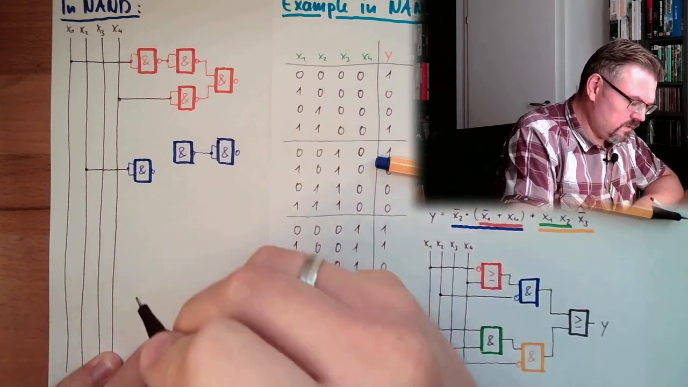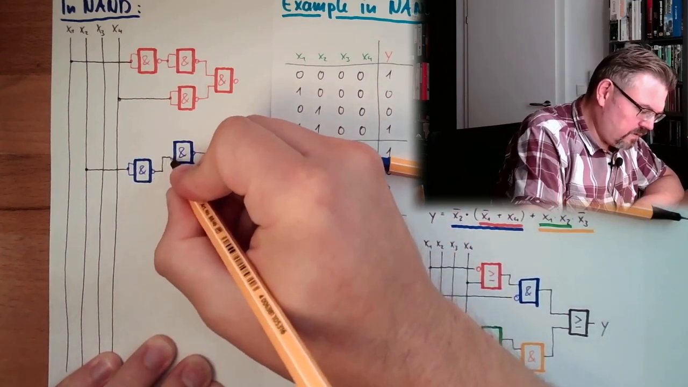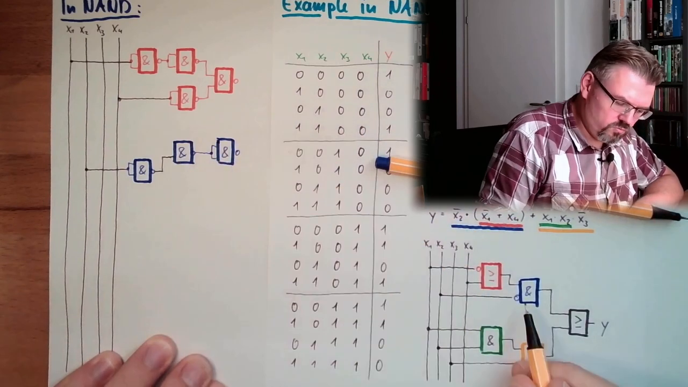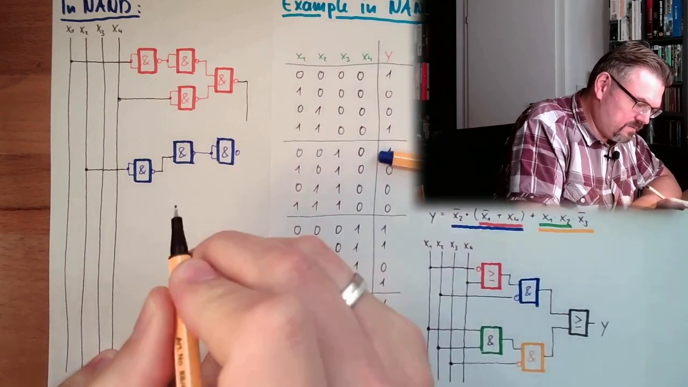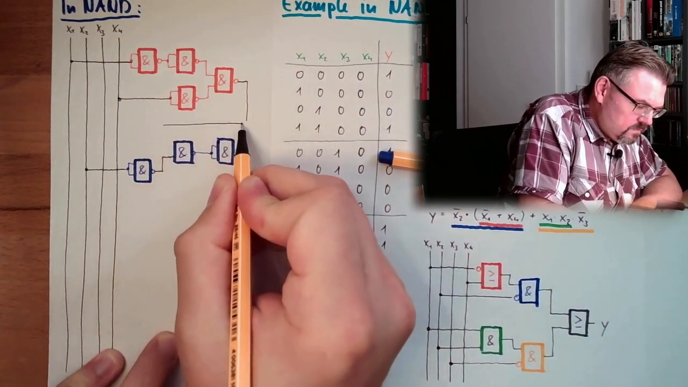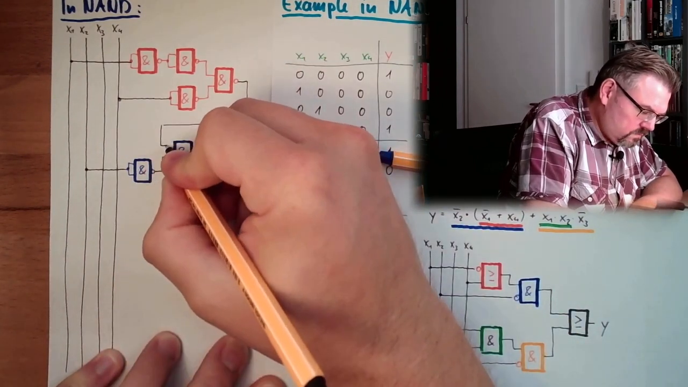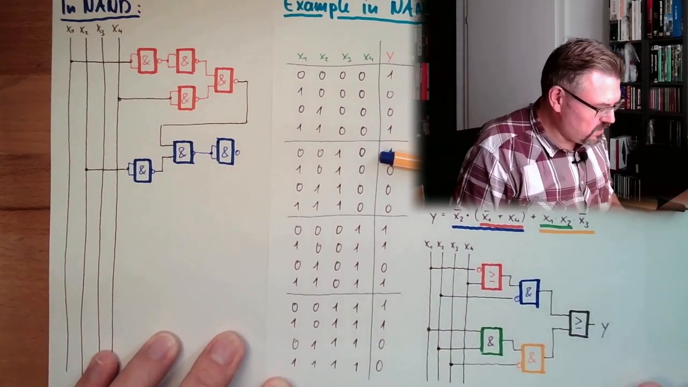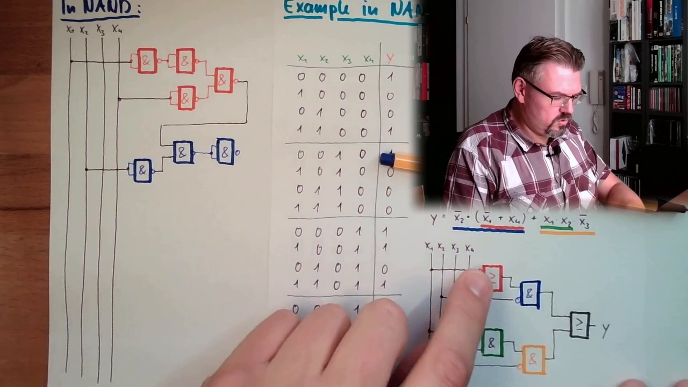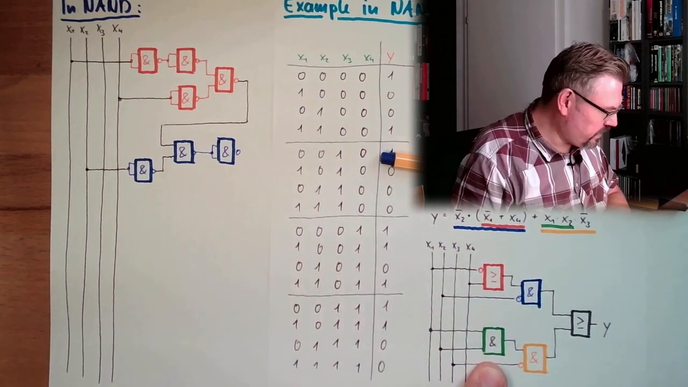And one part comes from here. This is this ring. And one part comes from here. This line. Alright? So that's one. These are two. Yeah? Now let's look at the green one.